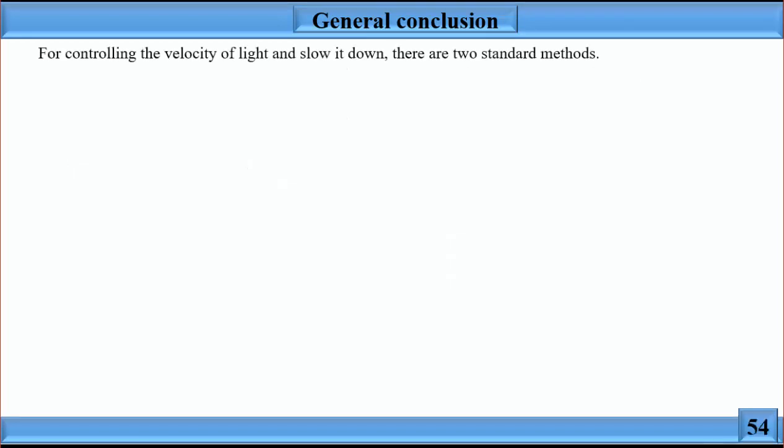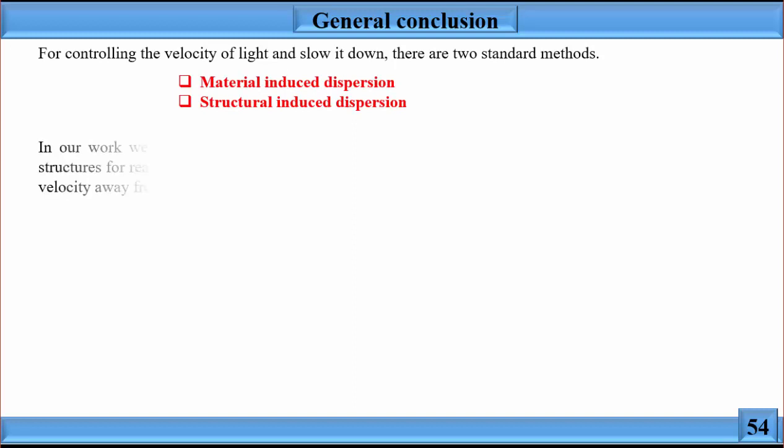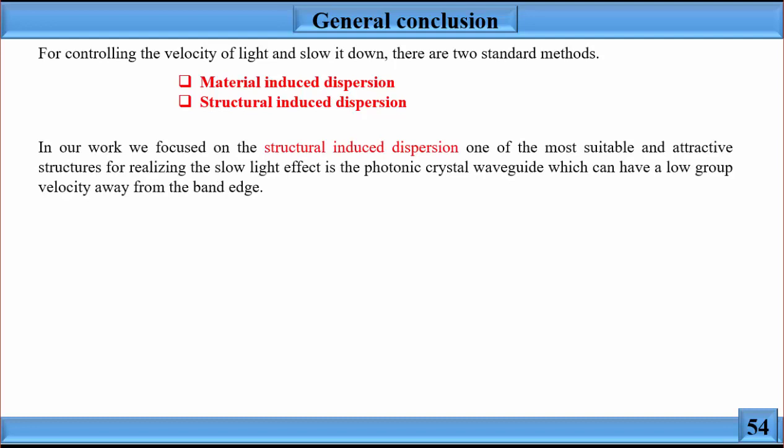Slide 54. For controlling the velocity of light and slowing it down, there are two standard methods: material-induced dispersion and structural-induced dispersion. In our work we focused on the structural-induced dispersion. One of the most suitable and attractive structures for realizing the slow light effect is the photonic crystal waveguide, which can have a low group velocity away from the band edge.